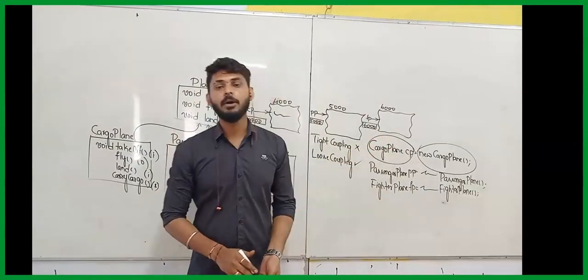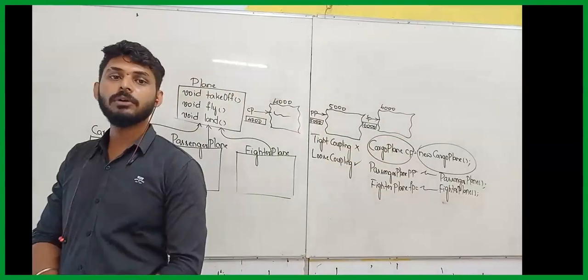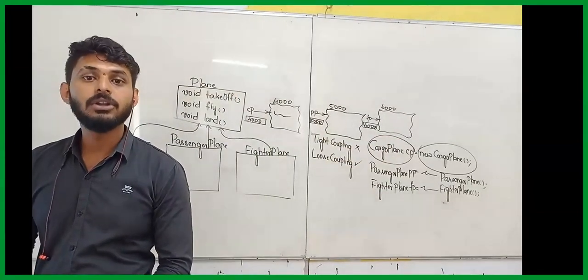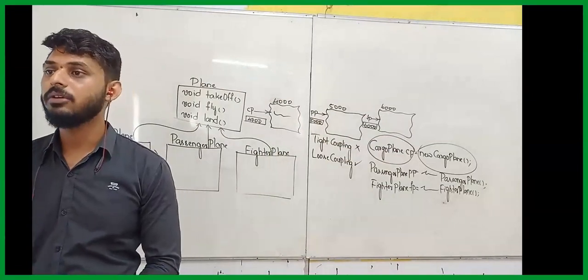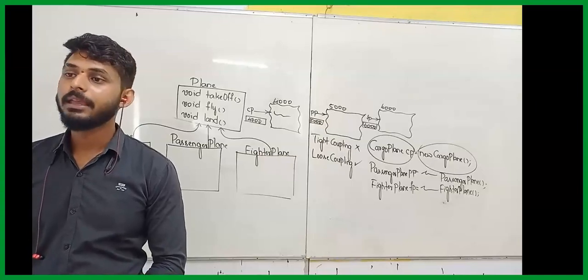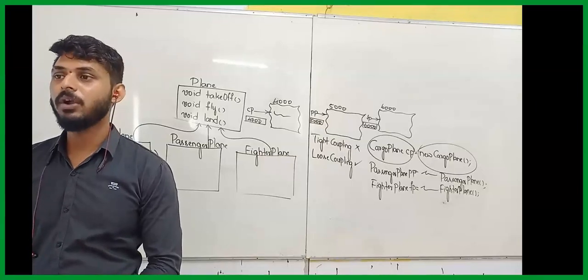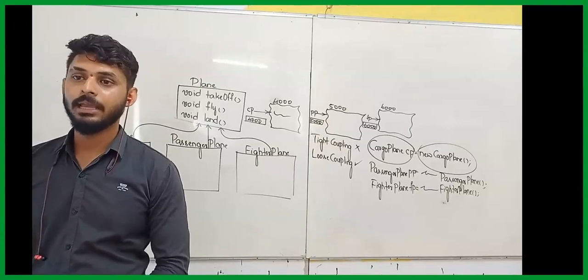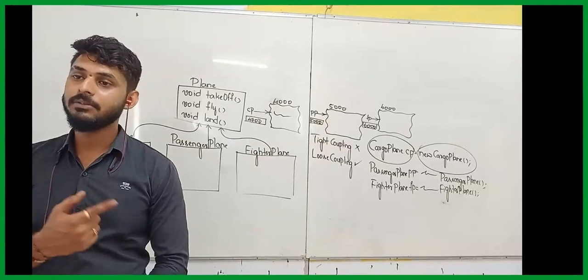For storing a dog type object, what type of reference will you create? D is the reference name, Dog is the type. Yes or no? For storing a cat type object, what type of reference will we create? Cat type. For storing a car type, what type of reference will you create? Car type. This we call type of object. You will create the same.